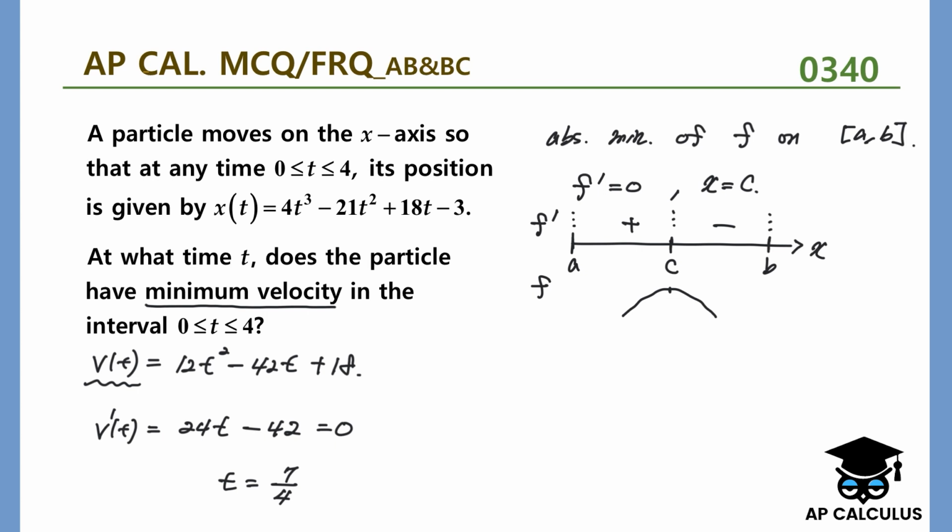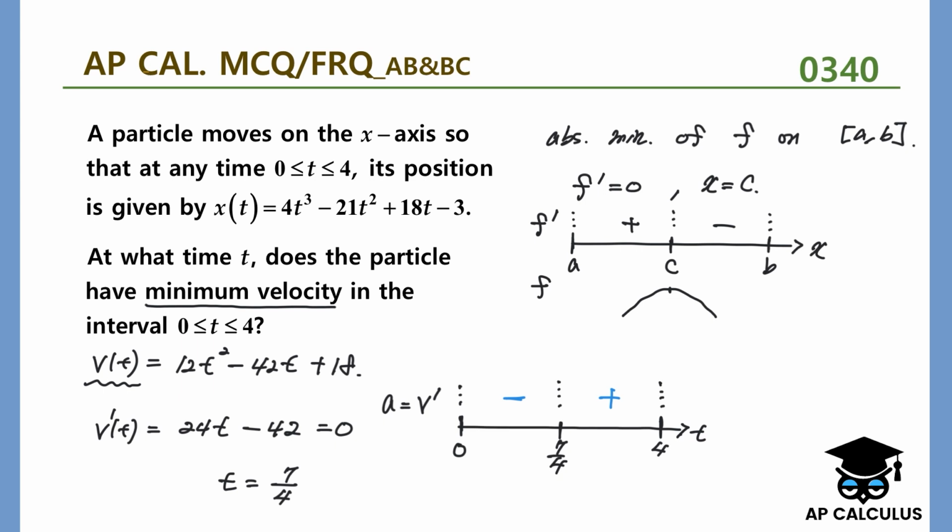So let's test this. Here, this is now a timeline starting from 0 here. Let's say here's a 4. Here we have 7 over 4, right? So the derivative of velocity, v prime, which is equal to a, acceleration, changes from negative to positive, right? Remember from the previous problem, question 339, we found that in this interval, acceleration was negative, and in this interval, acceleration was positive.